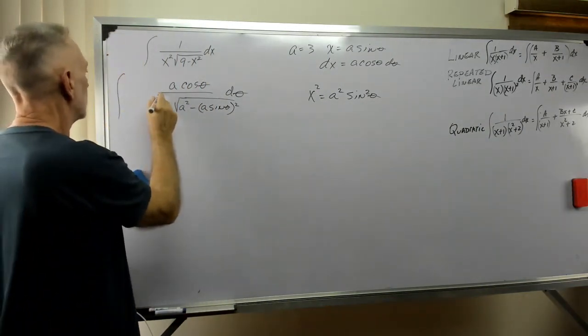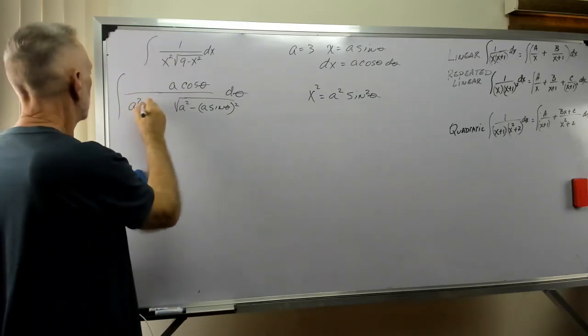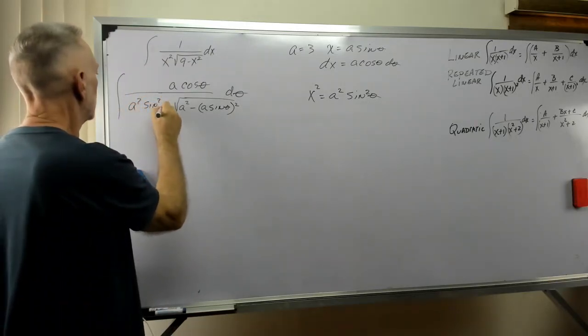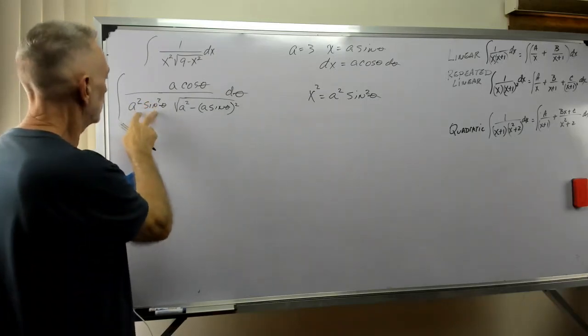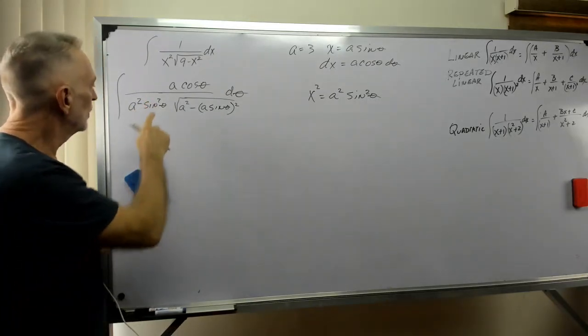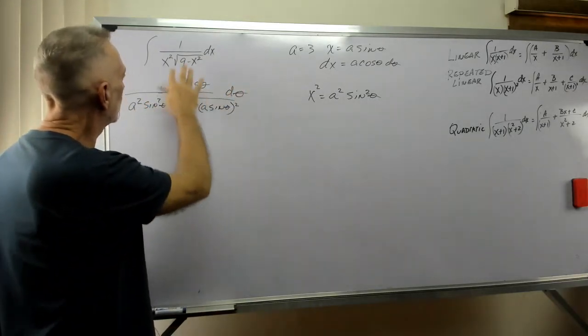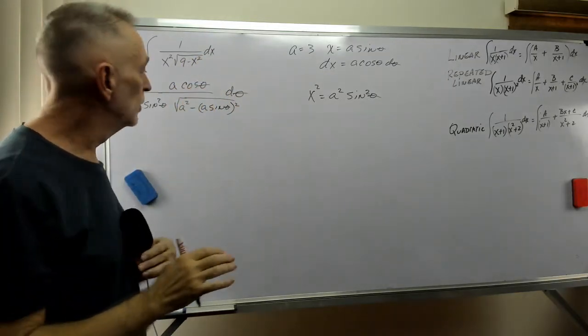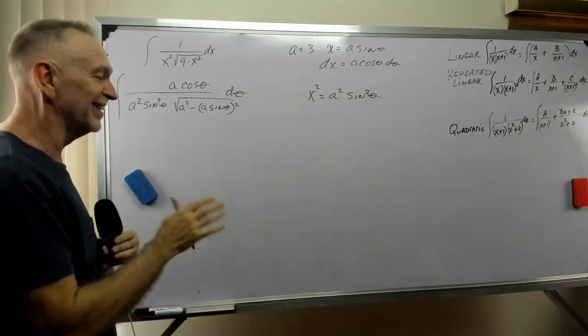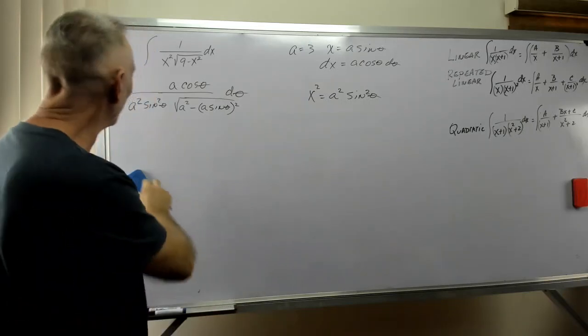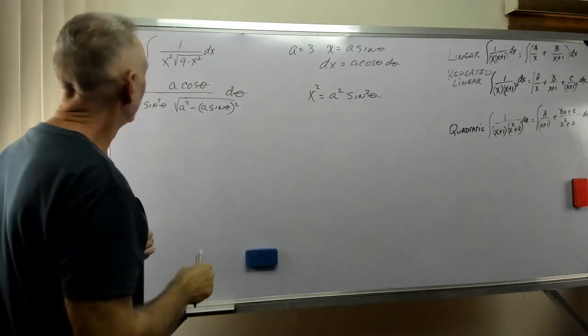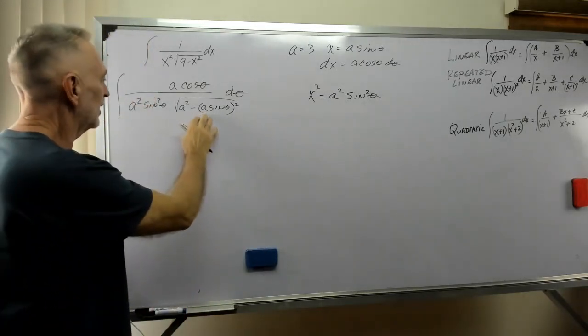So I have the integral, that's a squared sine squared theta. That's x squared. So now all thetas, no x's. So we're successful so far. Let's see if we can keep going. All right, let's factor this guy here.